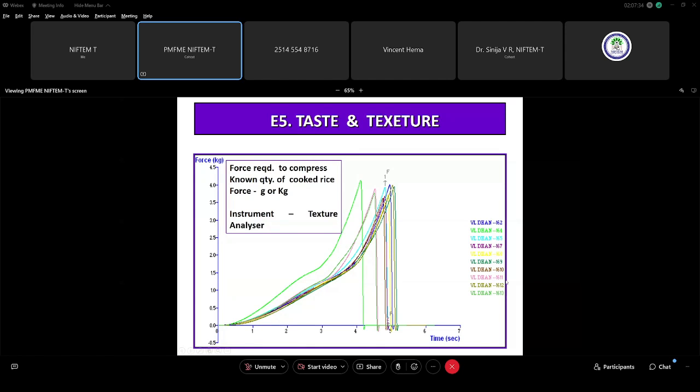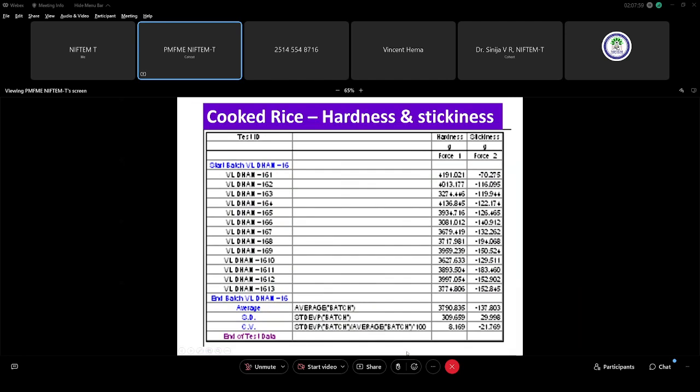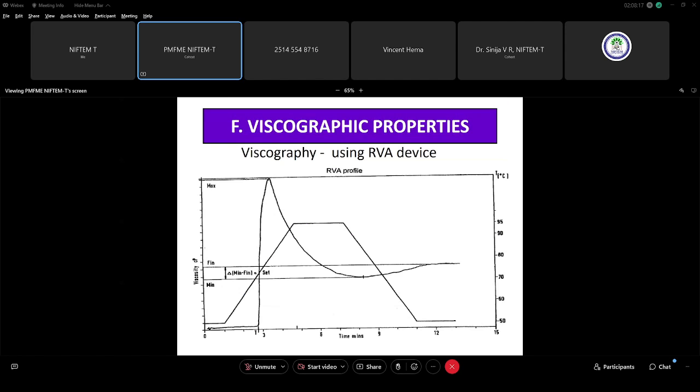And taste and texture: we have to judge the taste by tasting it. And regarding texture, it is better you take a known quantity of sample and use the texture analyzer, where compression is given over the cooked rice and the force required is measured. So here for the variety BL done, the force required is 3790 and the stiffness for this variety is minus 137. So if you want to compare a number of varieties like 50 or 100 varieties, this method is very convenient.